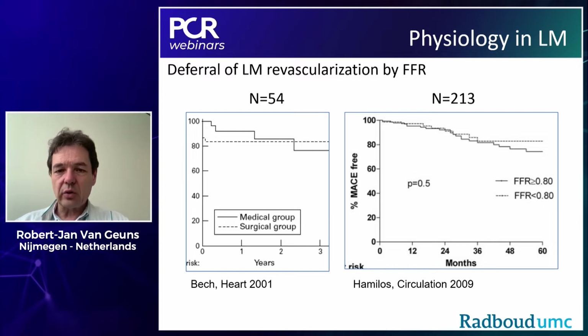I want to talk to you about what we know about physiology with the FFR of the left main. We know there have been FAME studies, but later on, there have been dedicated left main studies. These were done more than 20 years ago, but we have to realize that the first studies were really small, 54 patients, and the largest which has been presented with left main for the FFR is 200 patients. But what you can see in these slides is that they were comparing the deferral of left main disease by an FFR which is above 0.8.